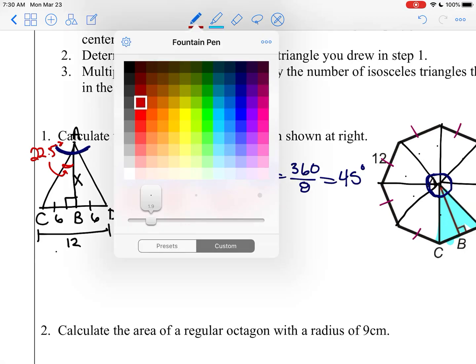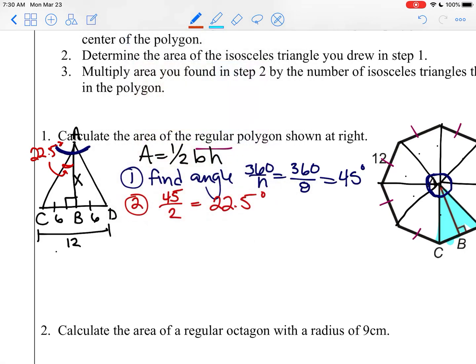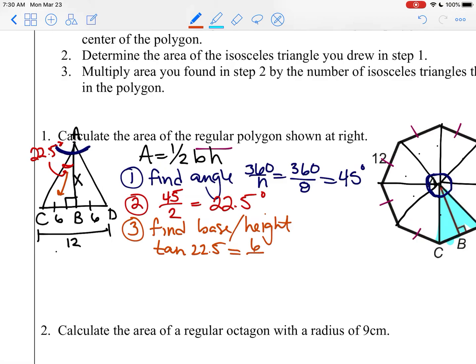Now I can use my trig to find the height. So where this angle is, this is the opposite, x is the adjacent. So step 3 is going to be find the height or base. Depends on what we have. It doesn't matter whether it's this one or in front. So you're going to find the base and the height. So this one, I'm going to use the tangent of 22.5 equals 6 over x, cross multiply.